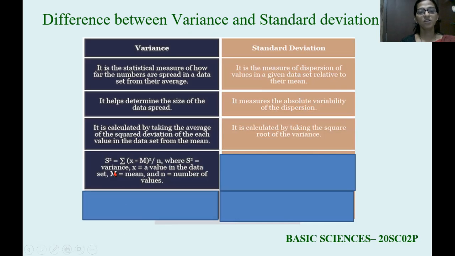So this is the formula to calculate the variance. Here M stands for the mean and X stands for each data value. So you find the deviation, the difference between each value in the data set and the mean. Then you square the deviation. Then you sum all these squared deviations of all the data values in the data set. Then you divide everything by the total number of values in the data set, which will give you the variance.